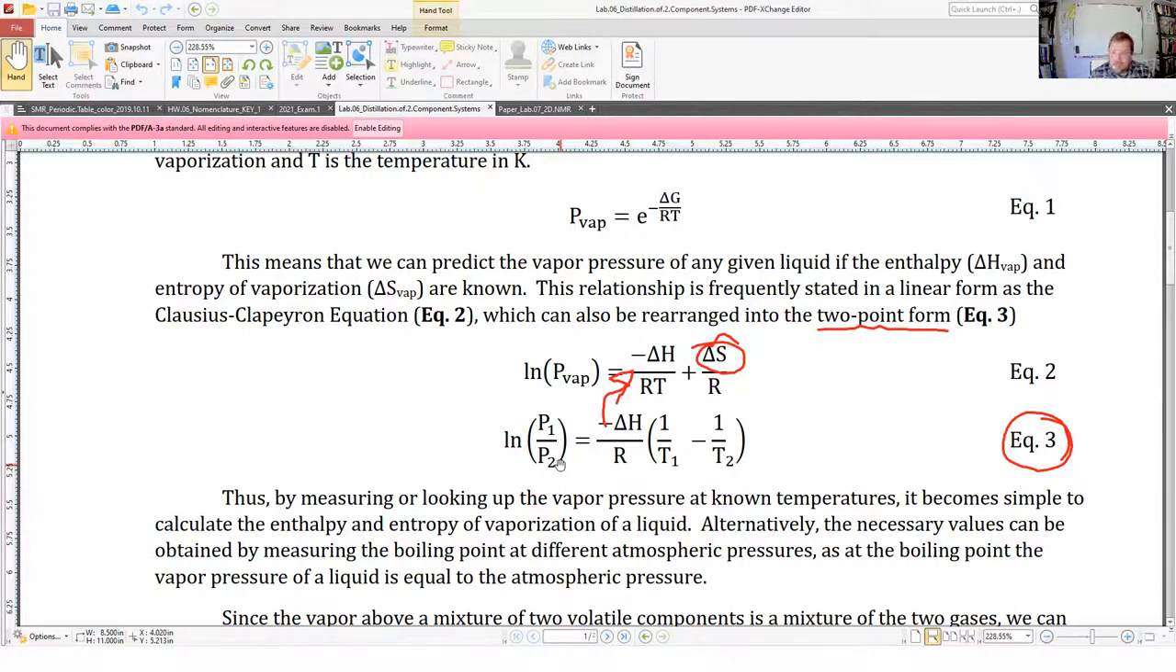And now we have all of the pieces that allow us to pretty easily calculate an equation for a straight line. We have a slope and we have an intercept, and now we have a relationship between temperature and vapor pressure for any given liquid. As long as you can get a vapor pressure at two different temperatures, you can find the vapor pressure at any other temperature for that liquid.